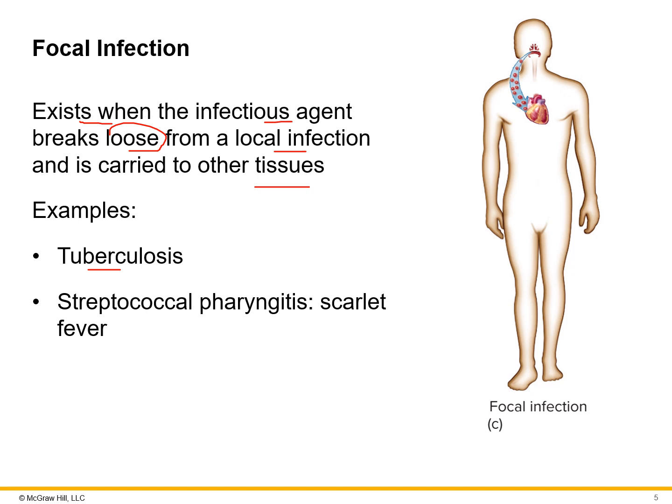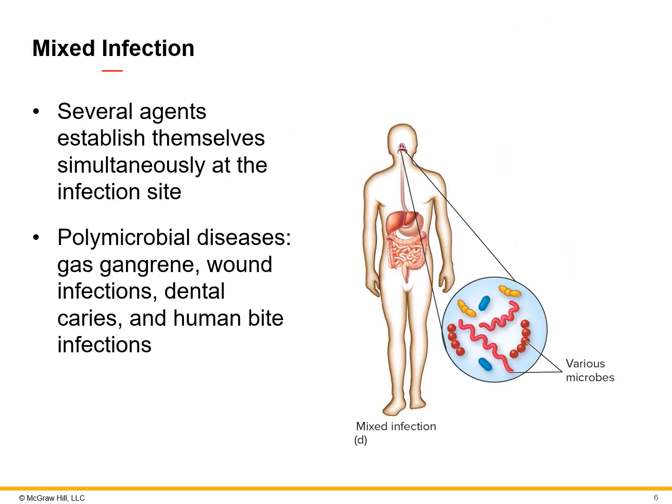So tuberculosis or streptococcal pharyngitis, which starts in the throat, but then can cause scarlet fever in the heart, that's an example of a focal infection. Then mixed infection, this is where it's caused by several agents. So it's not just one specific one, but it's multiple agents at the infection site. So it's called polymicrobial, many microbes. Diseases, so gas gangrene, different wound infections, because there are lots of different things there. Cavities, again, lots of biota, bite infections, again, because lots of microbes are now being introduced.